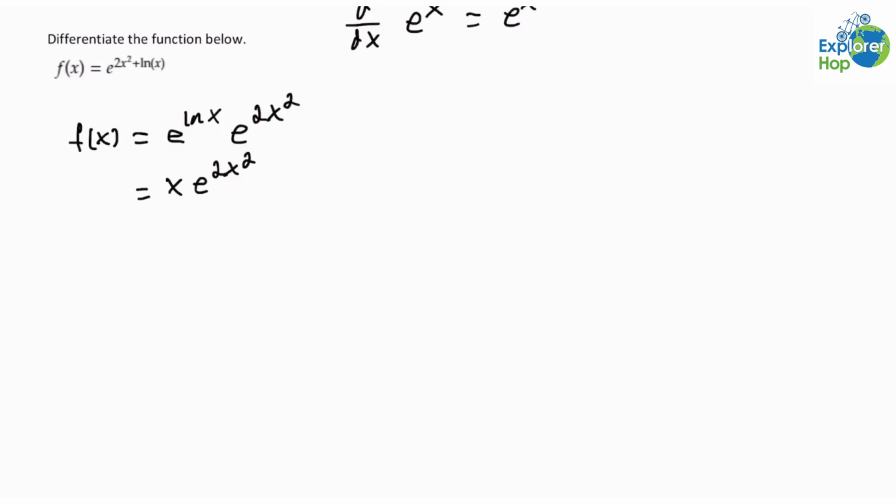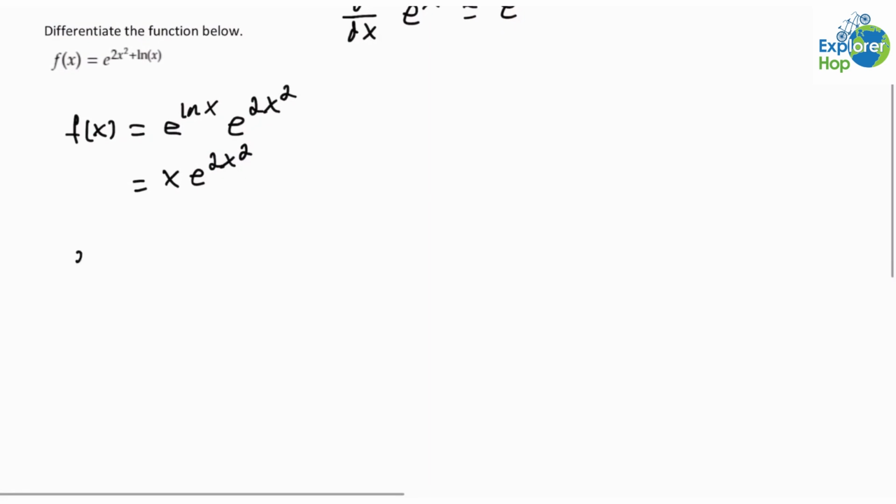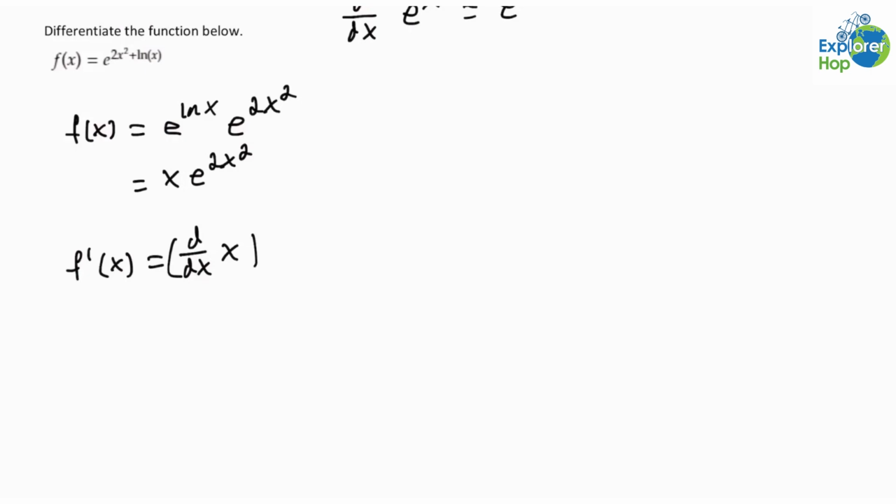And since we have a product of two functions, x and e to the 2x squared, we can apply the product rule. So the derivative of f of x, f prime of x, is equal to the derivative of x times e to the 2x squared plus x times the derivative of e to the 2x squared.